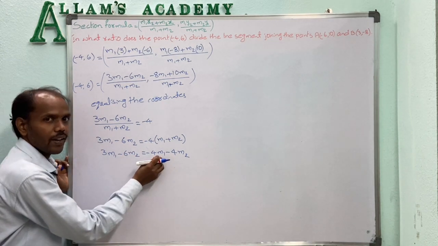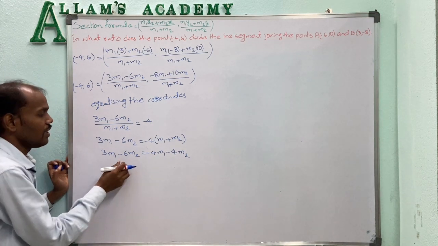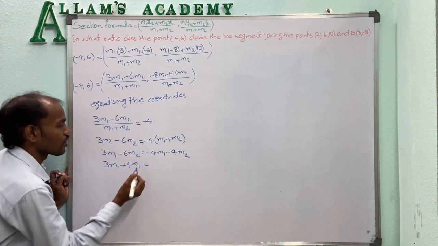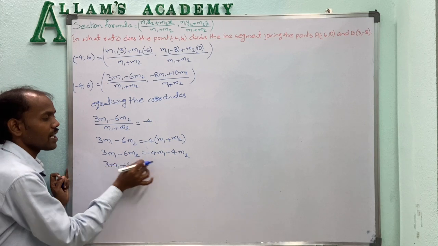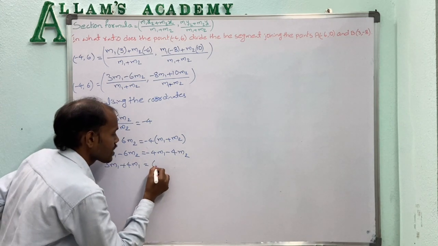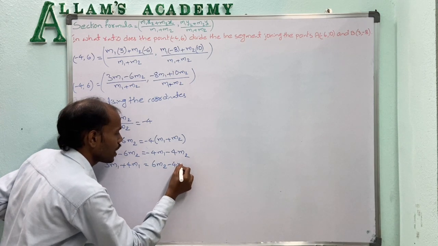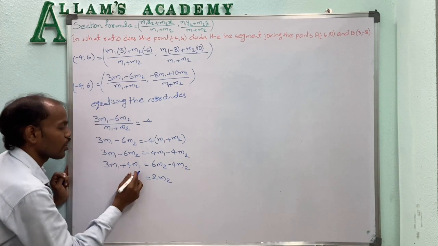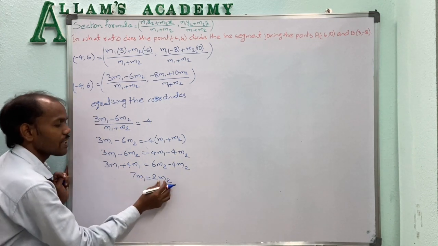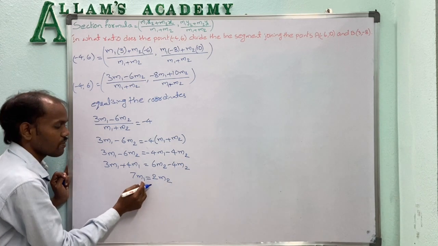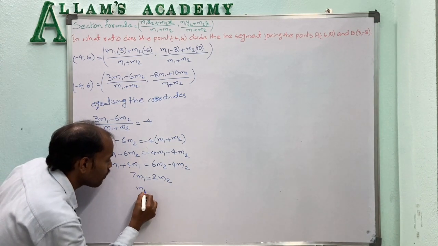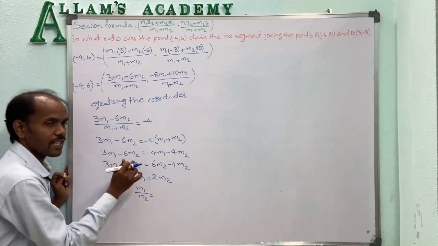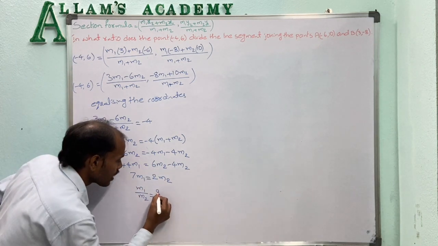So this minus 4m1 on the RHS is transferring to LHS, we get plus. So 3m1 plus 4m1, that is equal to, now minus 6m2 on the LHS transfers to RHS, we get plus 6m2. So 6m2 minus 4m2 is equal to 2m2. 3m1 plus 4m1 is 7m1. Now this 2 is multiplying with m2, so transferring this m2 to this side, that is division. So m1 by m2 is equal to, now 7 is multiplying, so this 7 transferring to RHS, that is division, that is 2 by 7.